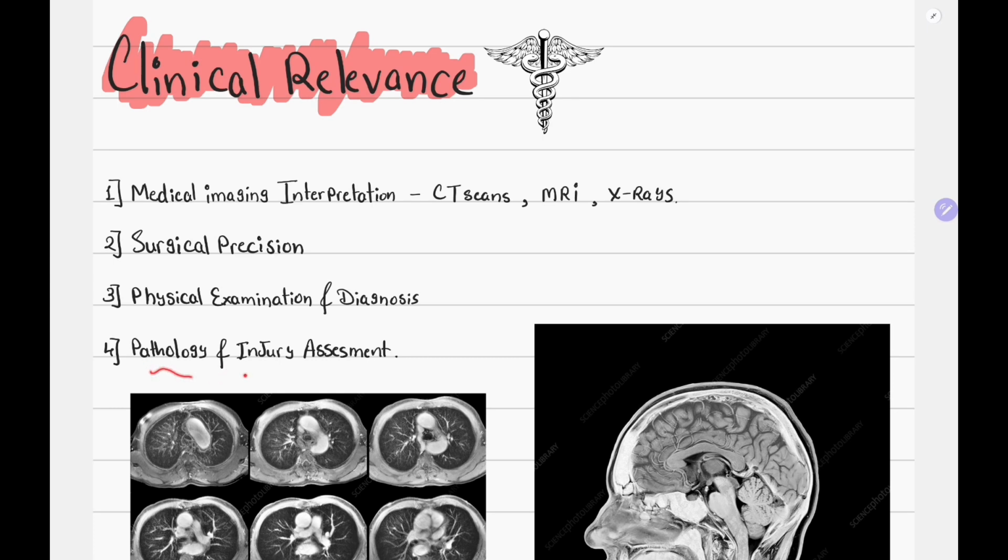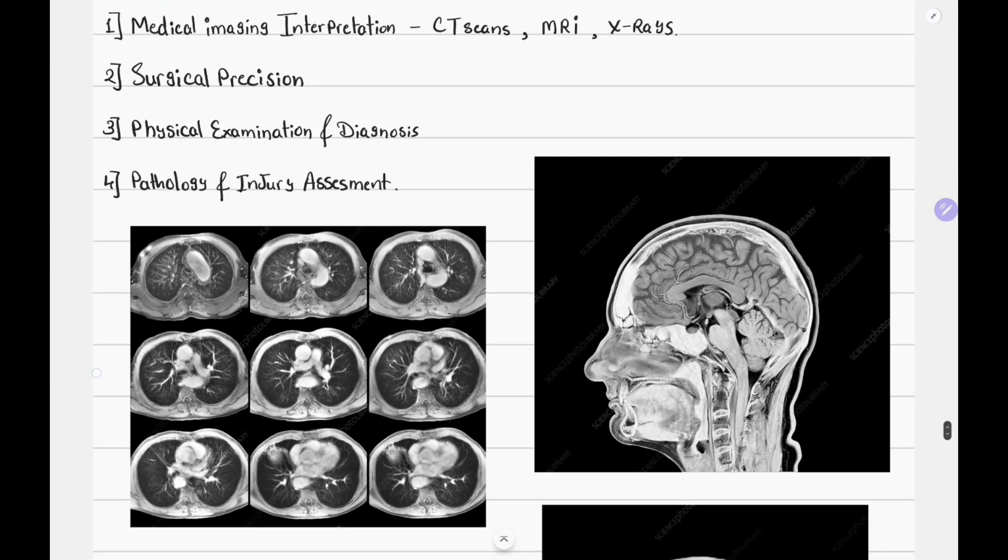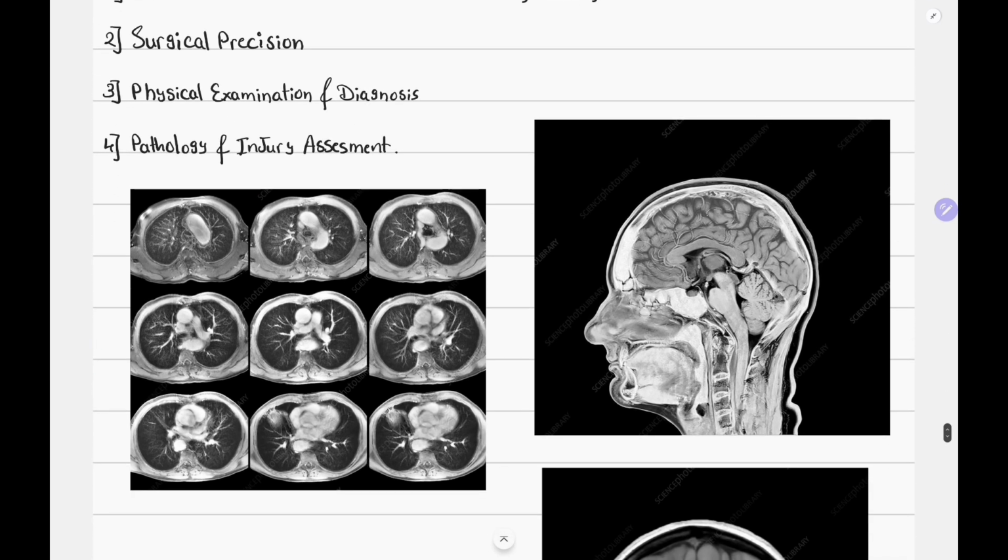Lastly, pathology and injury assessment. Understanding sections helps in identifying the extent of injury. So if a patient is present in the OPD with a fracture of the humerus, knowledge of planes and sections would easily help to recognize the extent of the injury and help in planning appropriate treatment.